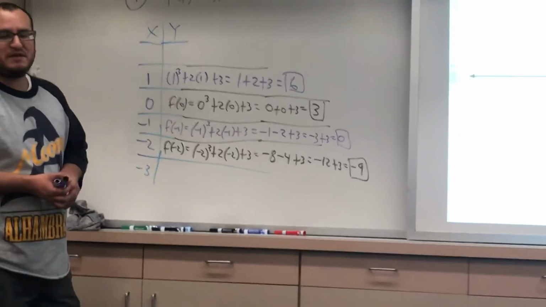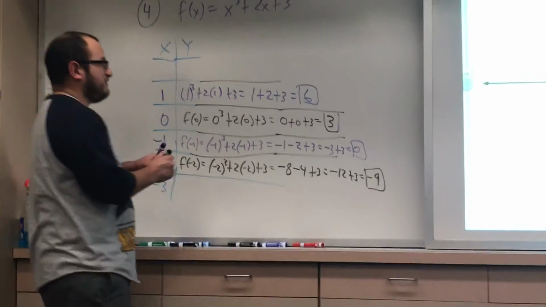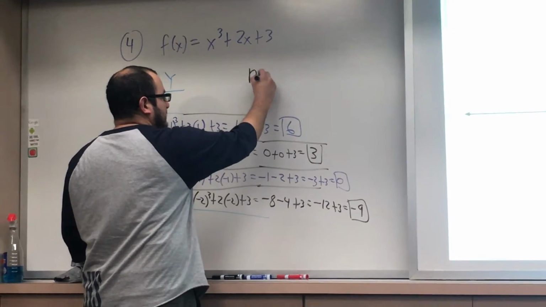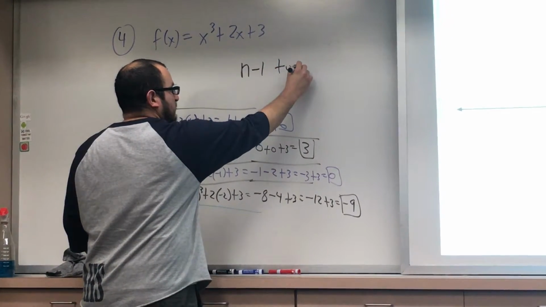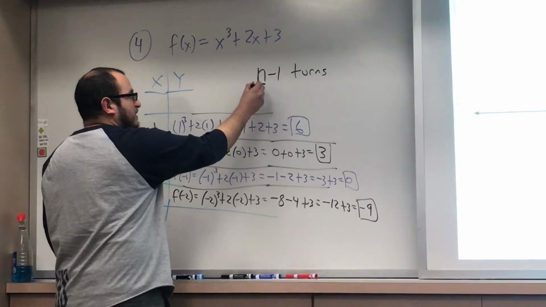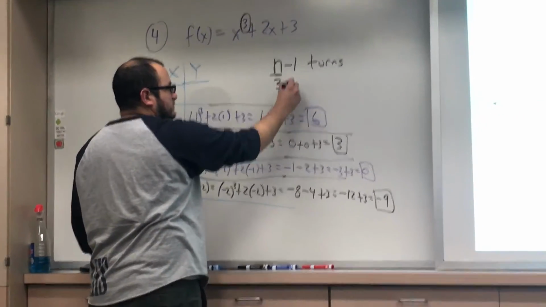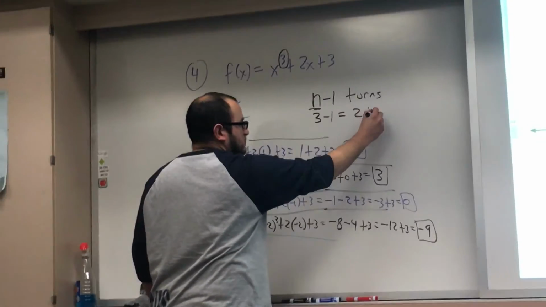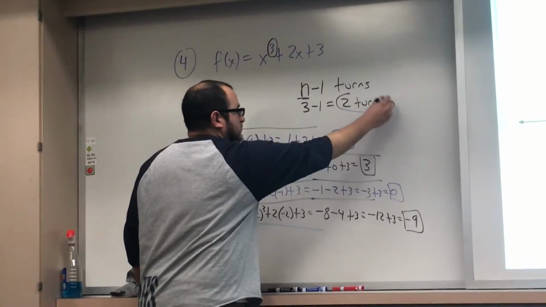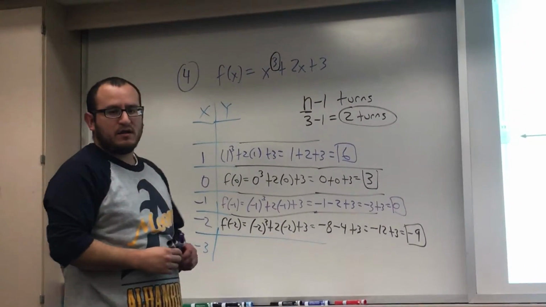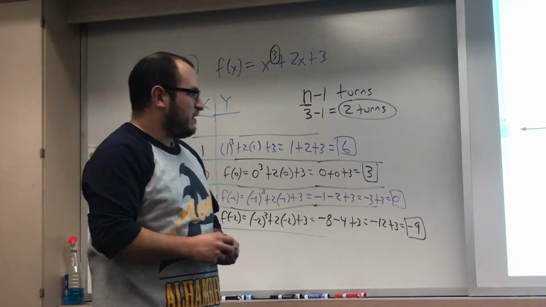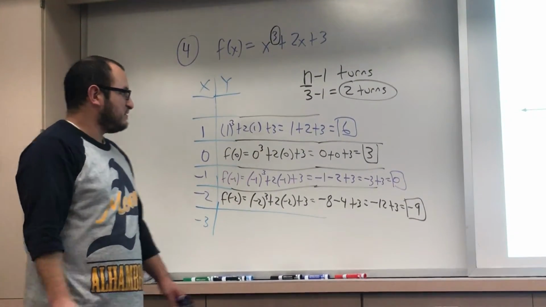All right, how many turns is the graph going to have? If you forgot, the formula is n minus 1 turns. Again, where do I get n from? The highest degree, which in our case is 3. 3 minus 1 is equal to 2 turns. They call it turns, I call it humps. All right, so let's go ahead and finish this.